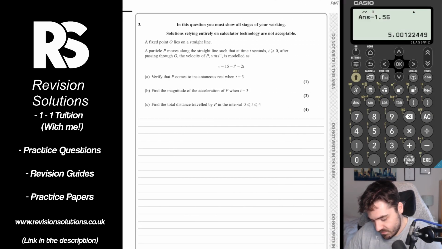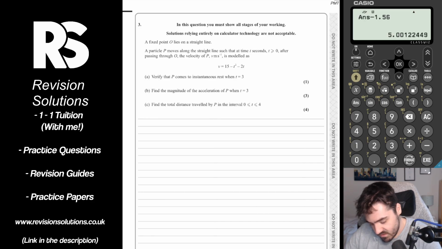Moving on now to question 3. It says a fixed point O lies on a straight line. A particle P moves along the straight line such that at time t, where t is greater than or equal to 0, after passing through O, the velocity of P is v meters per second. And we've got velocity as a function of time. As soon as we see functions of time for our velocity, displacement, or acceleration, we want to think it's a variable acceleration question. So we want to use our calculus to convert between the functions.